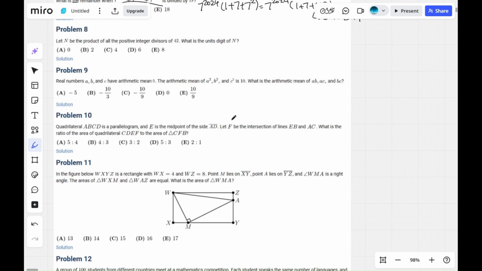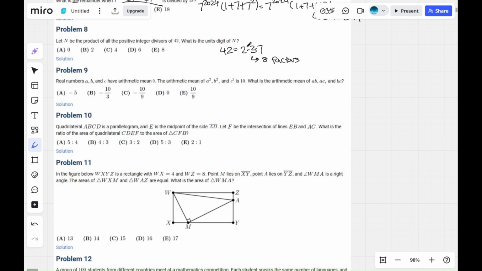Problem 8. Let n be the product of all the positive integer divisors of 42. What is the units digit of n? So we can write out 42 as 2 times 3 times 7. So this means that there are 8 factors. And if you couldn't tell that, you can just count them out. There's only 8, so it's not that hard to count.